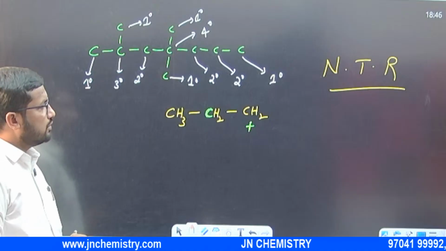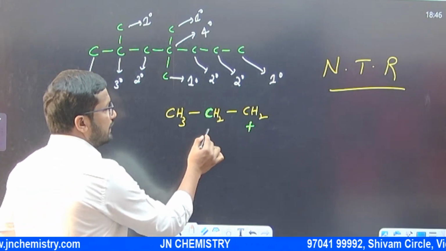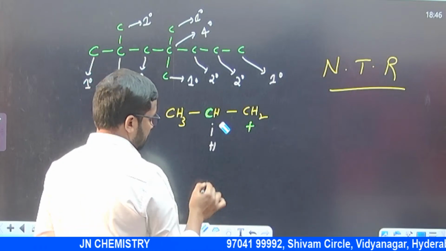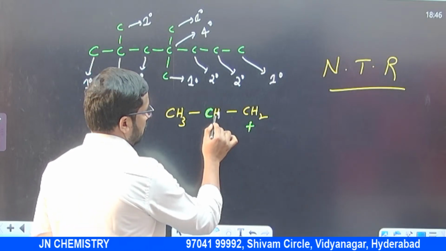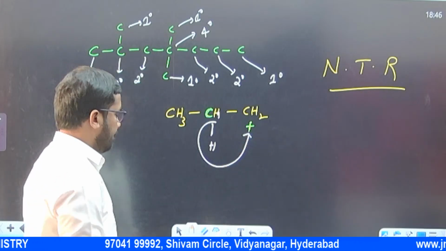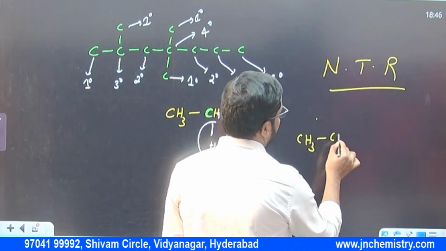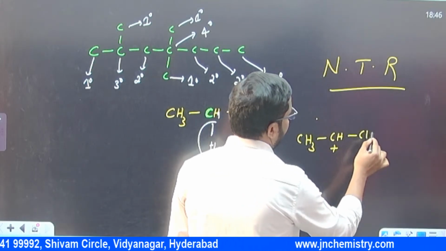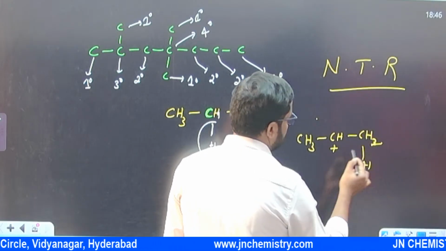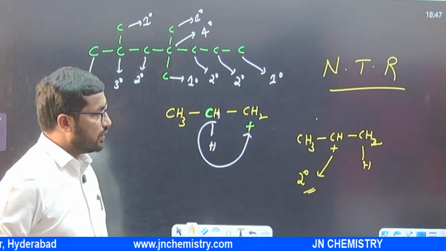Okay. So now this is which degree? 2 degree carbon, right? It is having hydrogens, 2 hydrogens, right? 1 hydrogen I am writing like this. Here a hydride shift takes place from here to here. CH3, CH plus, CH2. I am writing the H easily like this. So now this is which carbocation? 2 degree carbocation.